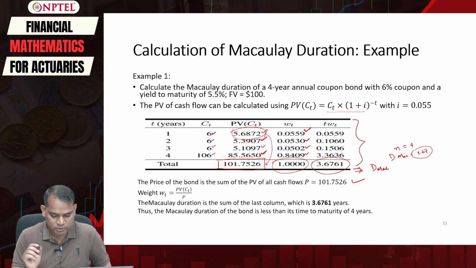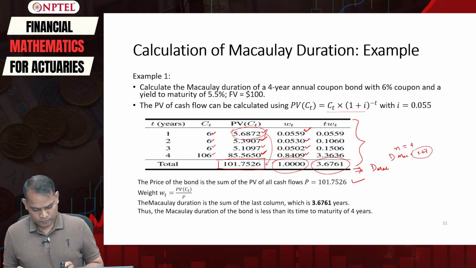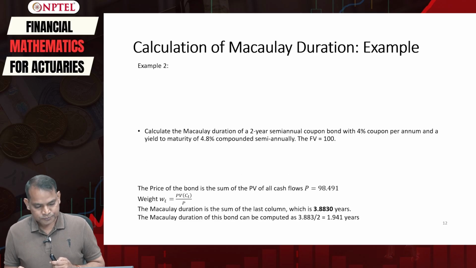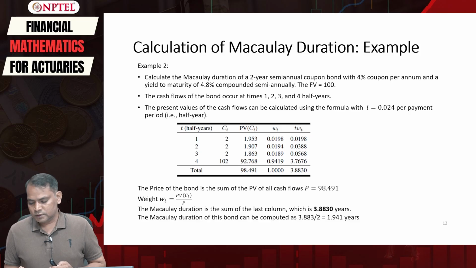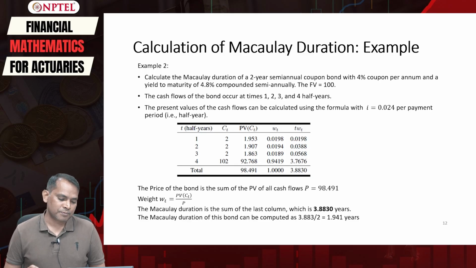Okay, so the Macaulay duration of the bond is less than its time to maturity of 4 years. Approximately, therefore, we have around 3.6 years. Now consider another example.